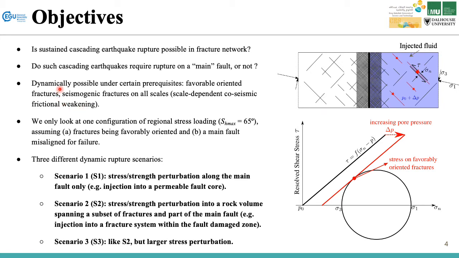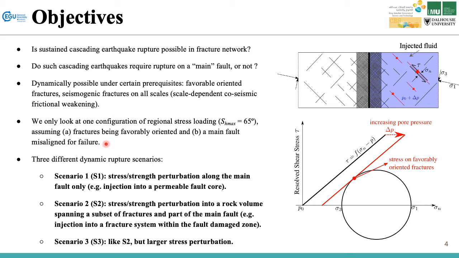to have a dynamic cascading rupture, there are prerequisite conditions, such as: fractures should be favorably oriented to the regional stress loading, and all fractures should be considered seismogenic on all scales to support co-seismic slip.